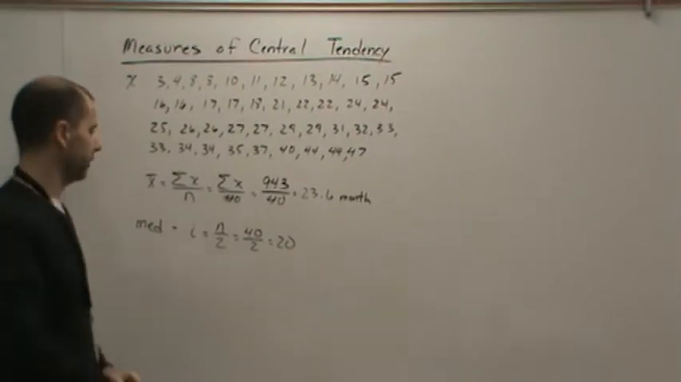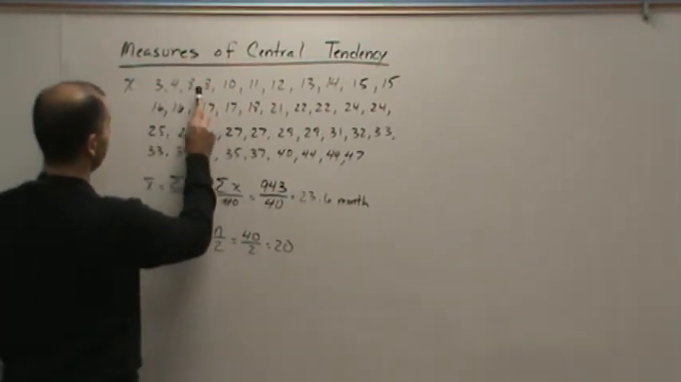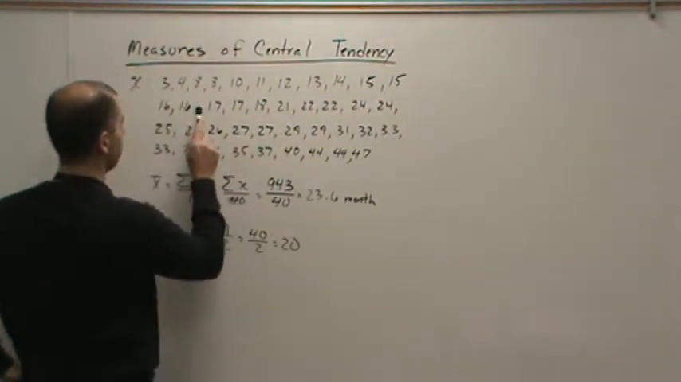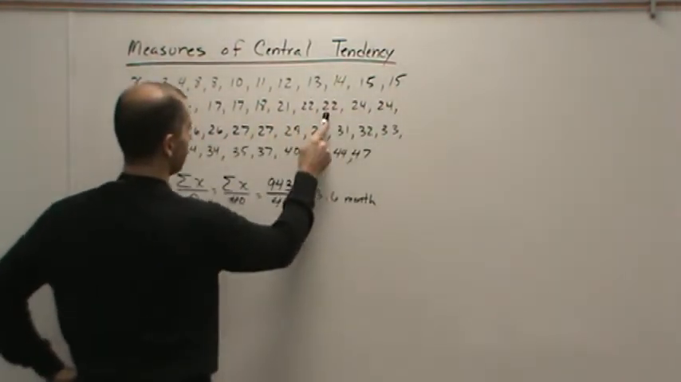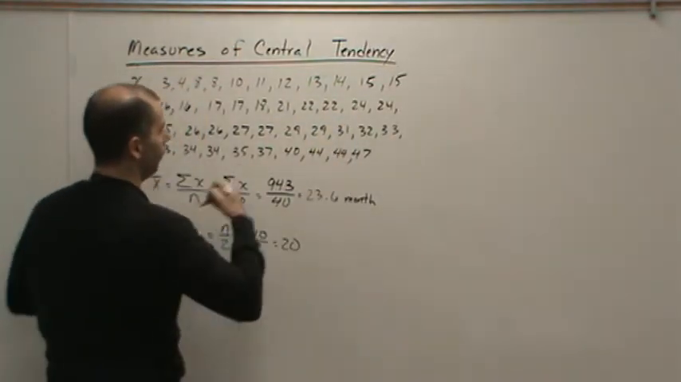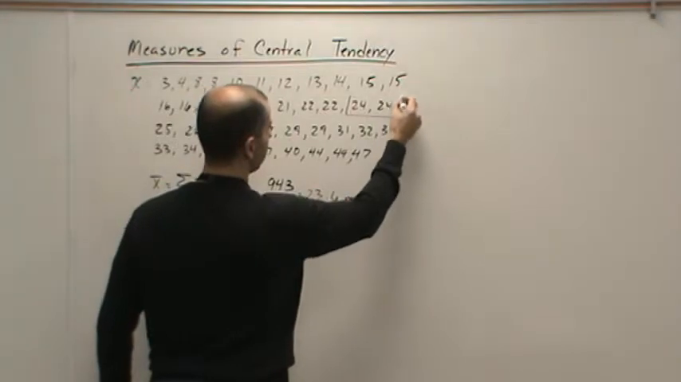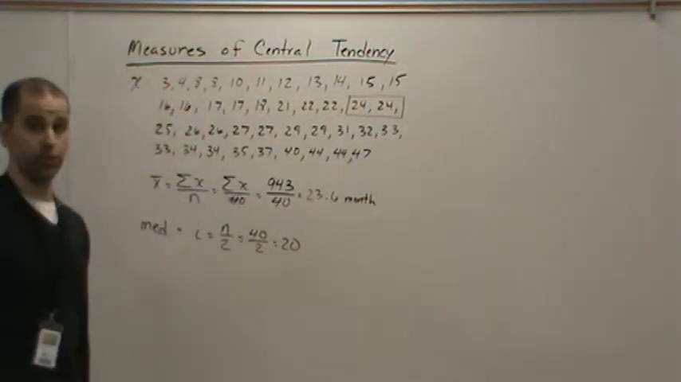Okay? So let's count. 1, 2, 3, 4, 5, 6, 7, 8, 9, 10, 11, 12, 13, 14, 15, 16, 17, 18, 19, 20. So now, I'm going to take this one and the next one. So those are my 2 numbers.